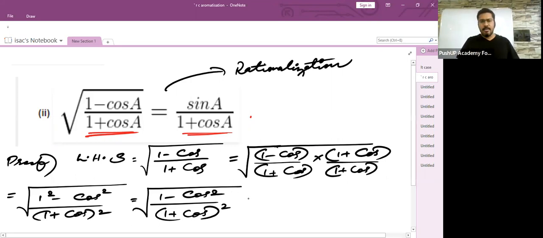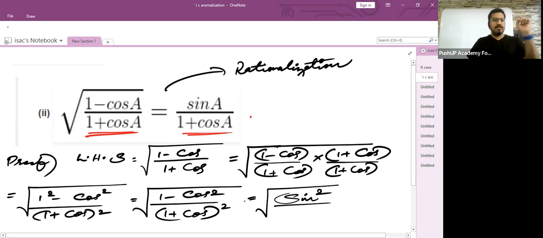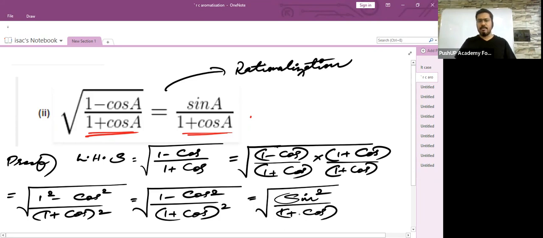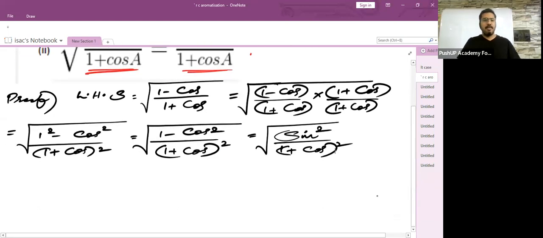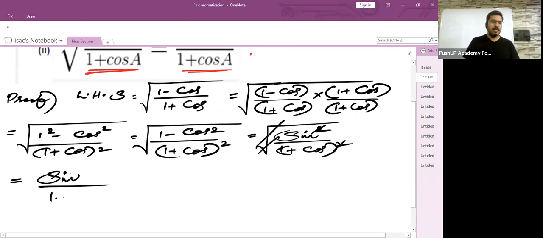Okay, now this is equal to square root of, what is 1 minus cos square? The square relation, it is sine square. Very good. It is sine square divided by, this will remain 1 plus cos the whole square. Now we can eliminate the square root sign, isn't it? Square root and square will get eliminated. What is left? Sine is left, divided by, square root and square is eliminated, so what is left? 1 plus cos is left. And this is the required RHS.